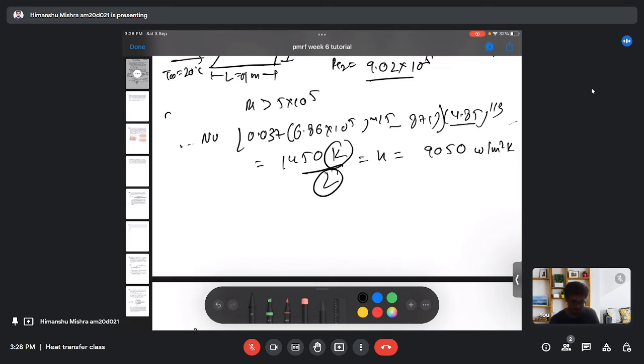Now we know how to find the heat transfer rate. So basically I am following the same steps that I did for the air case. This will be 5430 watt.